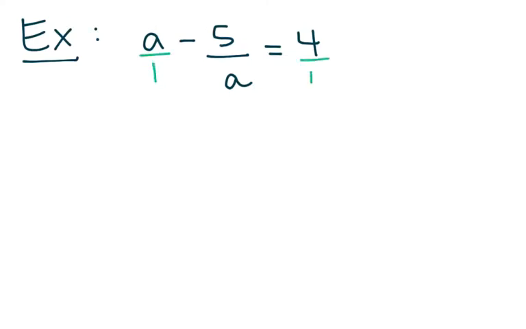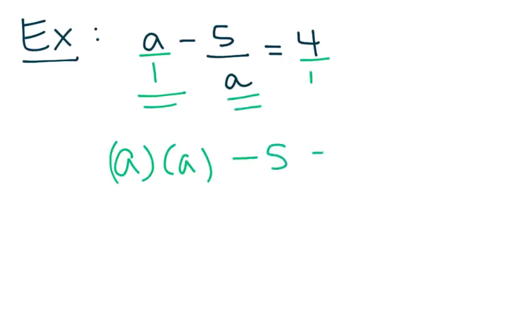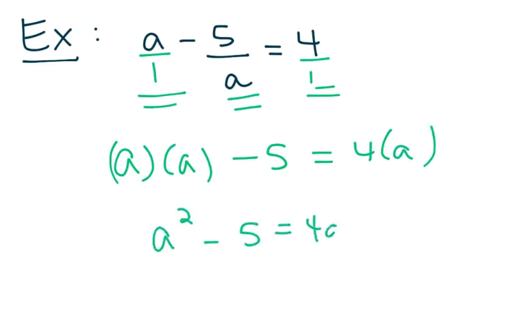There we go. Don't forget when you have problems that don't look like they have fractions, that they really do have fractions. So in this problem, a minus 5 over a equals 4. The common denominator is going to be 1a. So I'm going to multiply the first fraction by a, because that's what is missing in the denominator. The second fraction already has an a, and the third fraction is missing an a. So I get a squared minus 5 is equal to 4a.